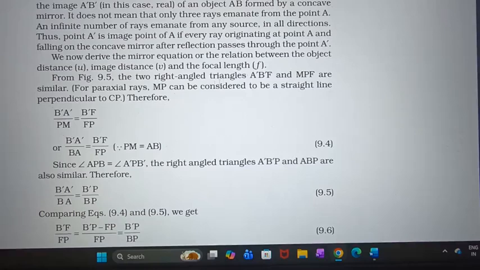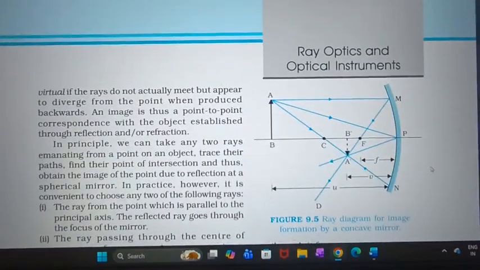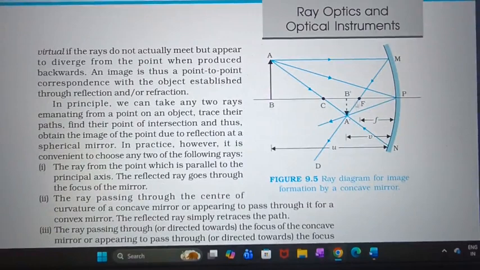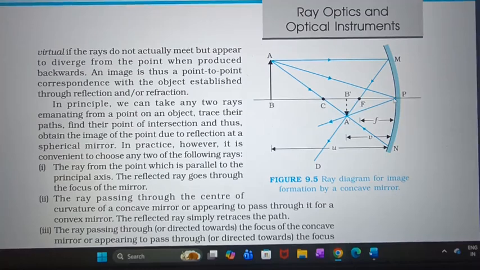We have to consider two right angled triangles. So A dash B dash F and MPF, and they are similar triangles. So if you see over here, first with respect to principal focus, take the triangles A dash B dash F along with F, P and M. So you can draw this separately if you're getting confused.